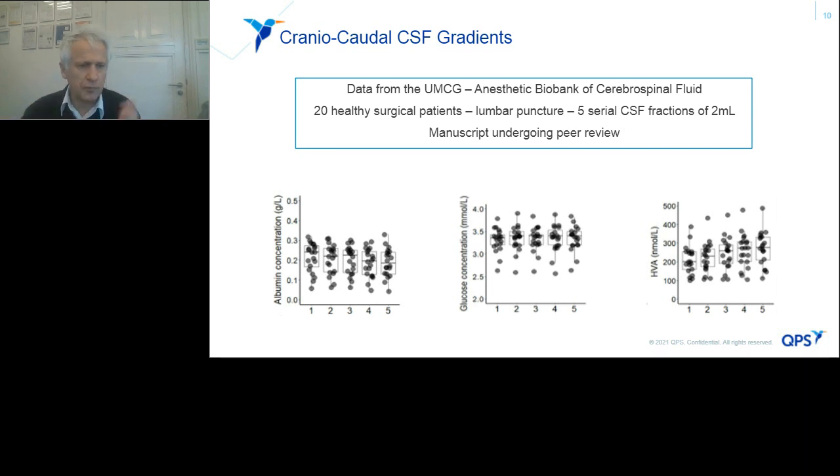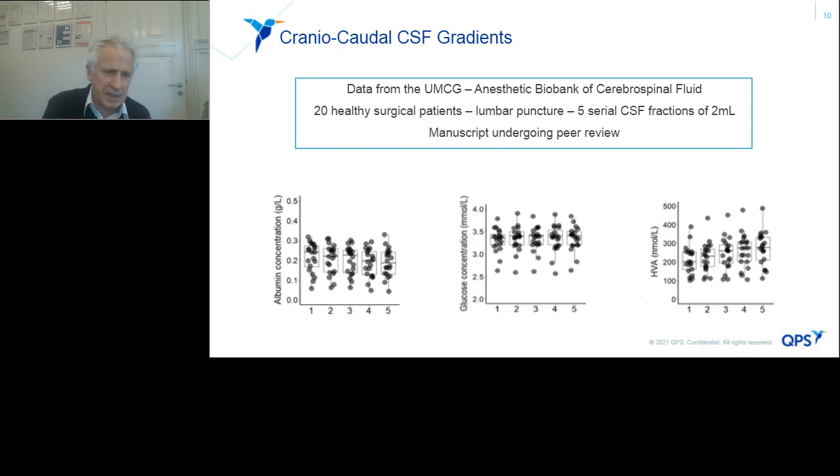From each patient in our biobank, but this is from a subgroup of 20, we took 5 serial samples of 2 milliliters. So 5 times we aspirated with a 2 milliliter syringe and saved these aliquots separately. And then we performed a whole bunch of assays. I'm just showing you a little sample here.